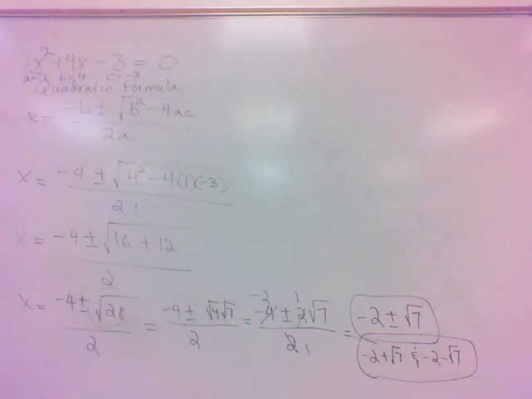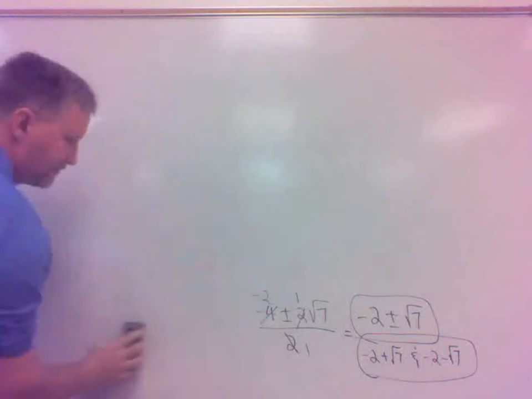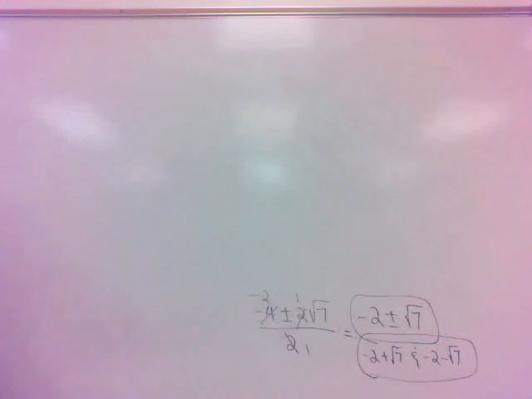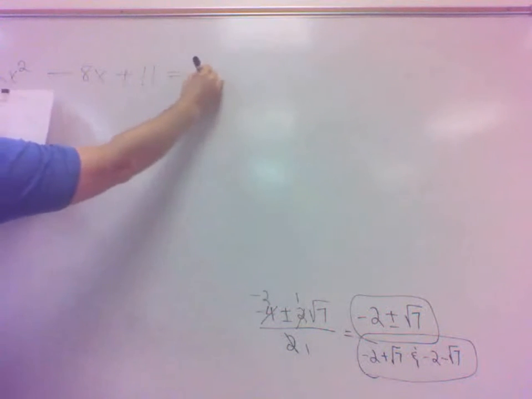So sometimes, of course, you have to use the quadratic formula. Here is another. How about 2x squared minus 8x plus 11 equals 6.